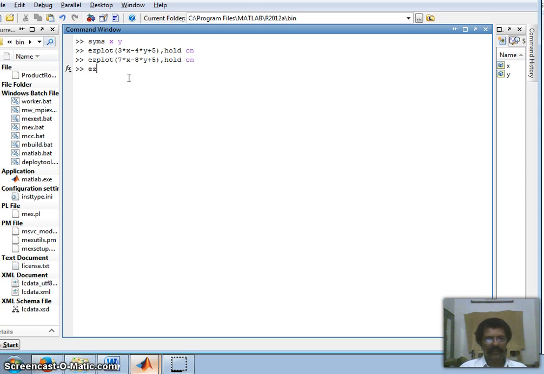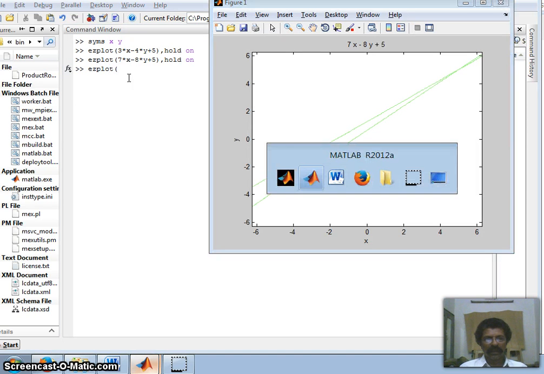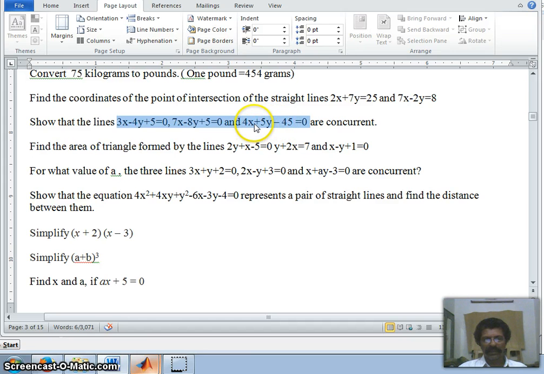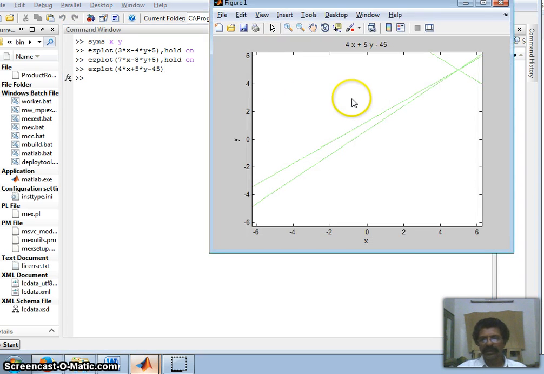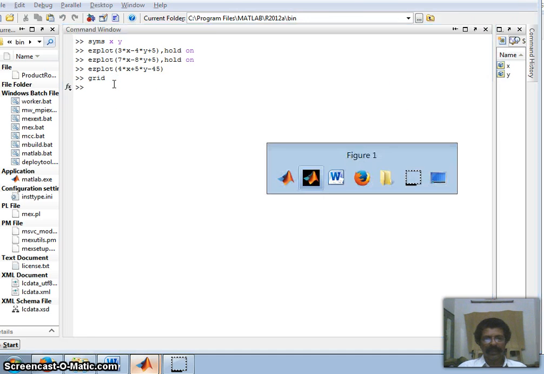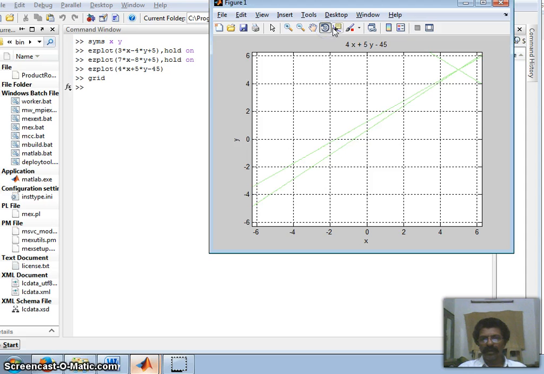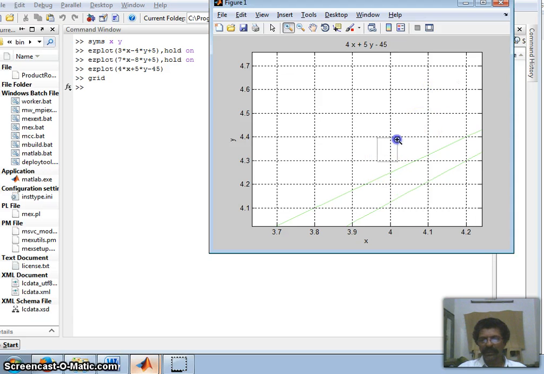Then for the third line, again I plot the third equation, which is 4x plus 5y. So these two equations I remove. This one is 4 multiplied by x plus 5 multiplied by y minus 45, and this is my third equation. Now if I see the figure, I can switch on the grid also, and you can see that all three lines are intersecting. If I zoom, you can see all the three lines.